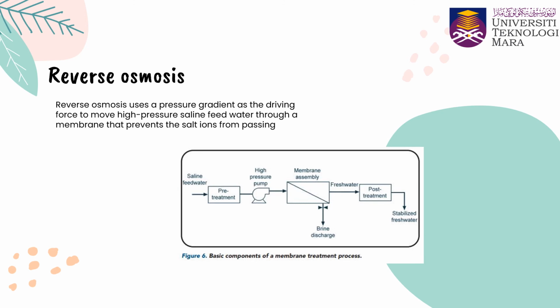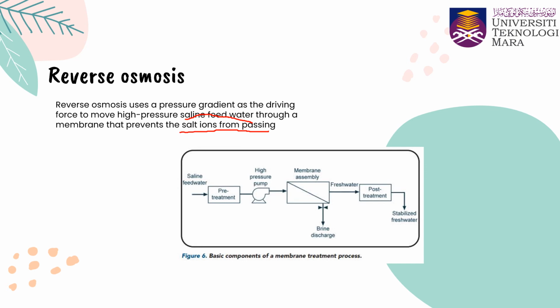Then reverse osmosis. Reverse osmosis is one type of membrane. It uses a pressure gradient as the driving force to move water from high pressure to lower pressure. The high pressure saline feed water passes through a membrane that prevents the salt ions from passing. Basically, the reverse osmosis membrane has smaller pores. These smaller pores do not allow the salt ions to pass through. So only fresh, clean, good quality water will pass through the membrane.